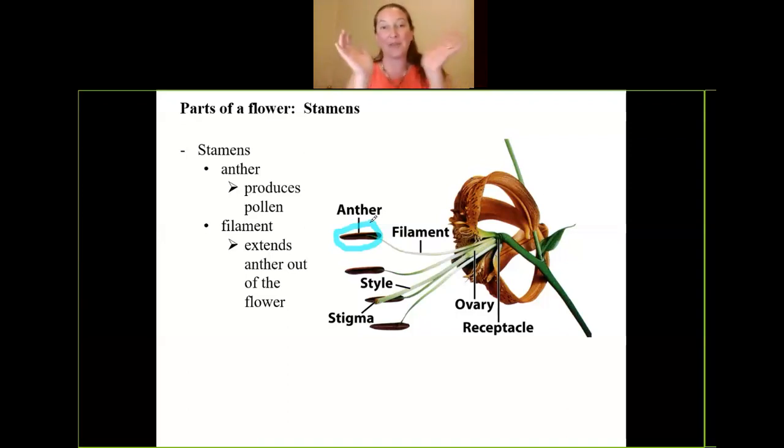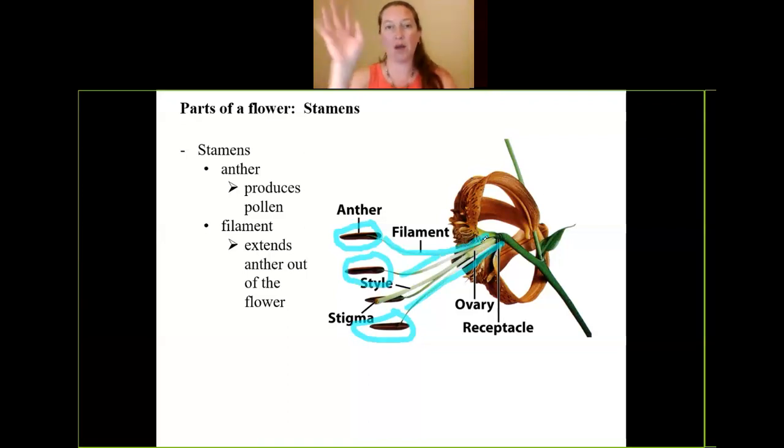So the anthers are the things that, when you get lilies, make all that dust, and that dust is pollen. So the anthers' job is to produce pollen. You can see this flower here has several anthers. There's one hiding behind the stigma there. And then the filament is kind of like the style in that it just holds the anther out of the flower so that pollen can be spread out better. Okay, so that's female parts, and this is male parts.